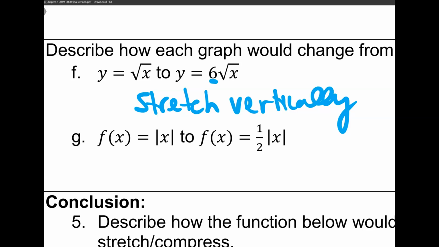All right, this is a tricky one. Who's up for a challenge? Eli? All right. What about G?